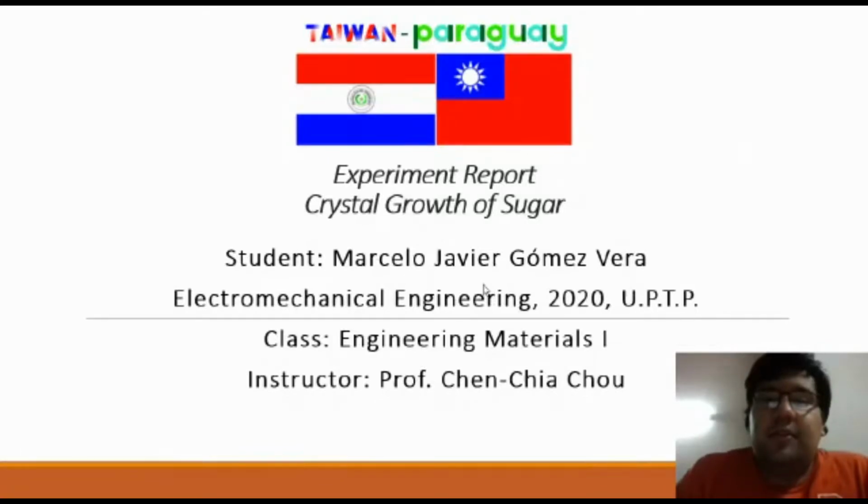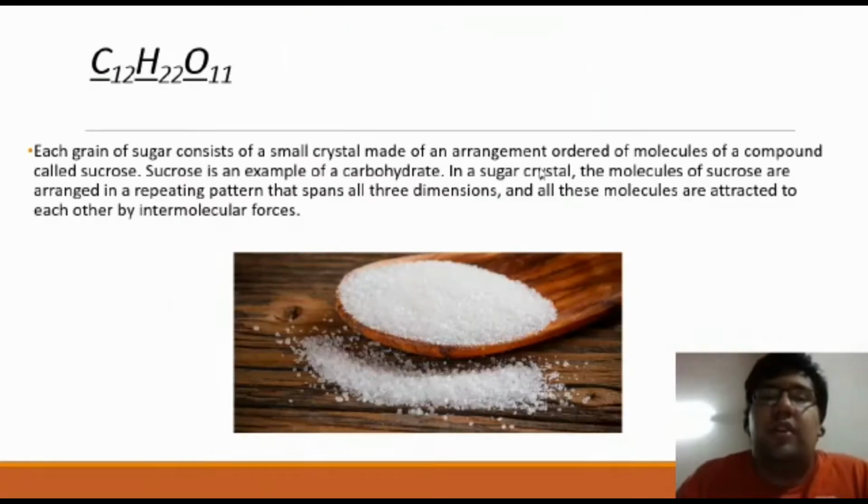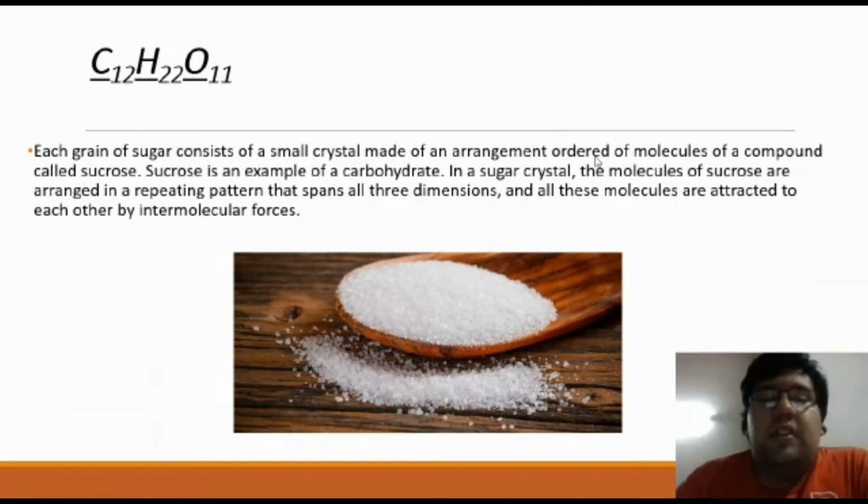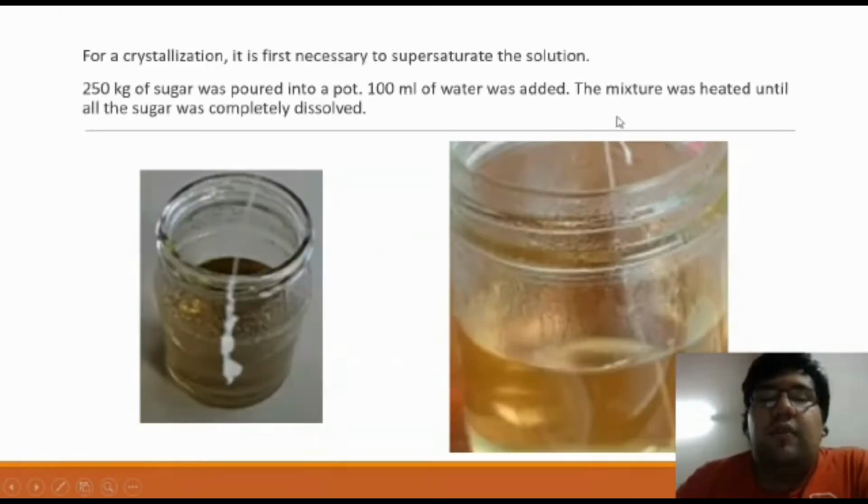Hey everyone, I'm Marcelo Javier Gomez Vera, an electromechanical engineering student. I will present my report on crystal growth of sugar. Crystallization is carried out from a solution in which a solid, as for a solid organic compound, is in a liquid solvent. In the sugar crystal, the molecules of sucrose are arranged in a repeating pattern that spans all 3 dimensions, and all these molecules are attracted to each other by intermolecular forces. For the crystallization, it is first necessary to supersaturate the solution. The mixture of 250 kilograms of sugar and 100 milliliters of water was heated until all the sugar was completely dissolved.